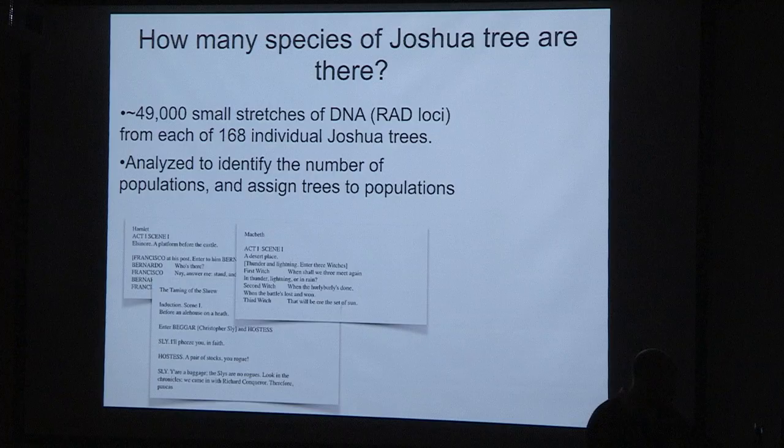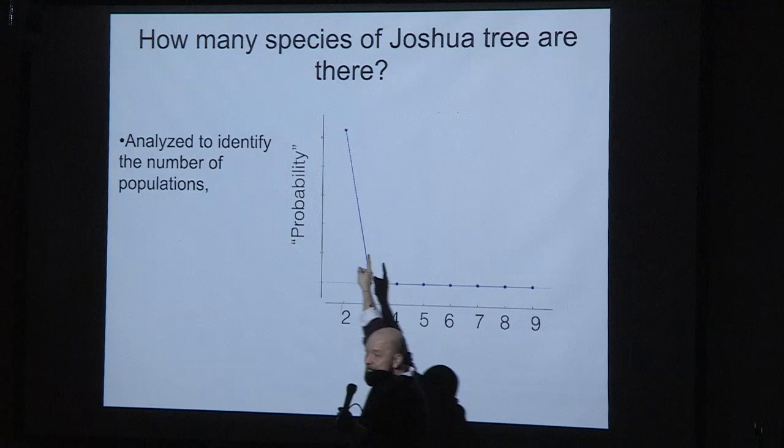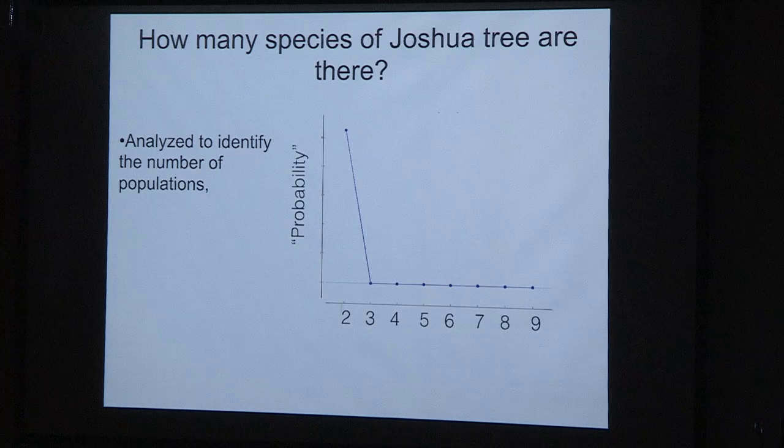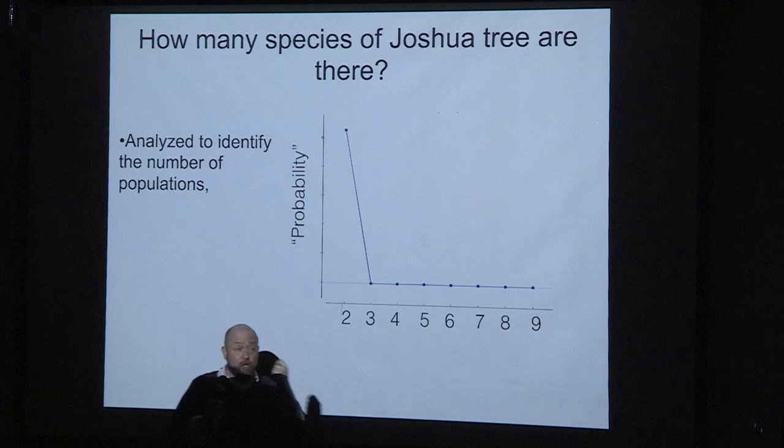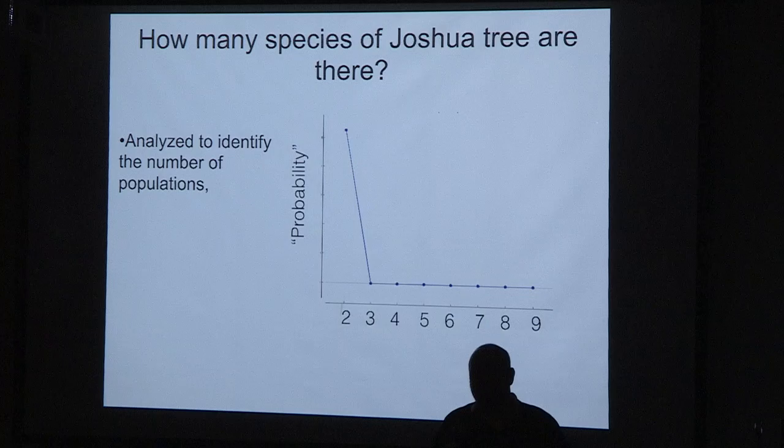When we do that, on the y-axis here, this is just a statistical measure of how well the model, in this case, how many populations there are, fit the data. Big numbers mean good, small numbers mean bad. And what we see is that the best way of fitting the data is to have two populations. Two is way better than one, three is terrible, four is terrible, five is terrible. The data are saying to us very strongly, there are two things here.